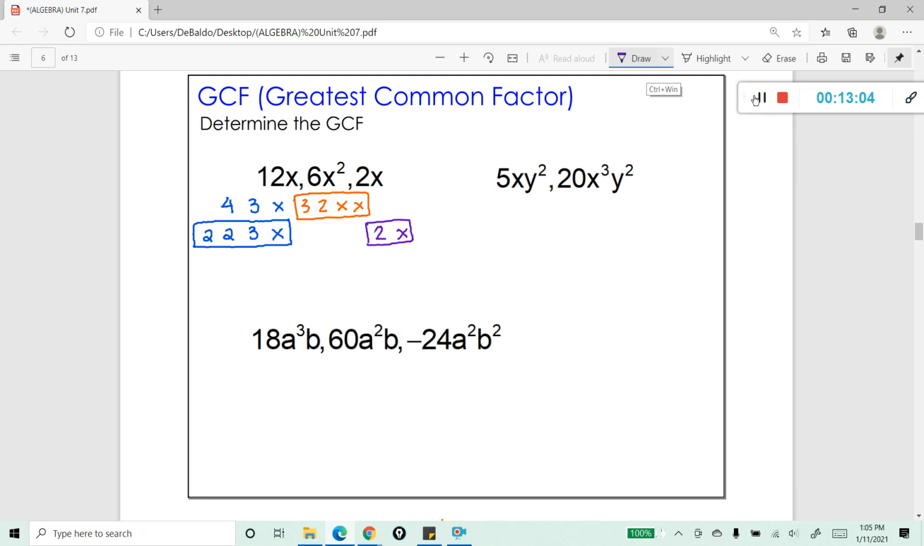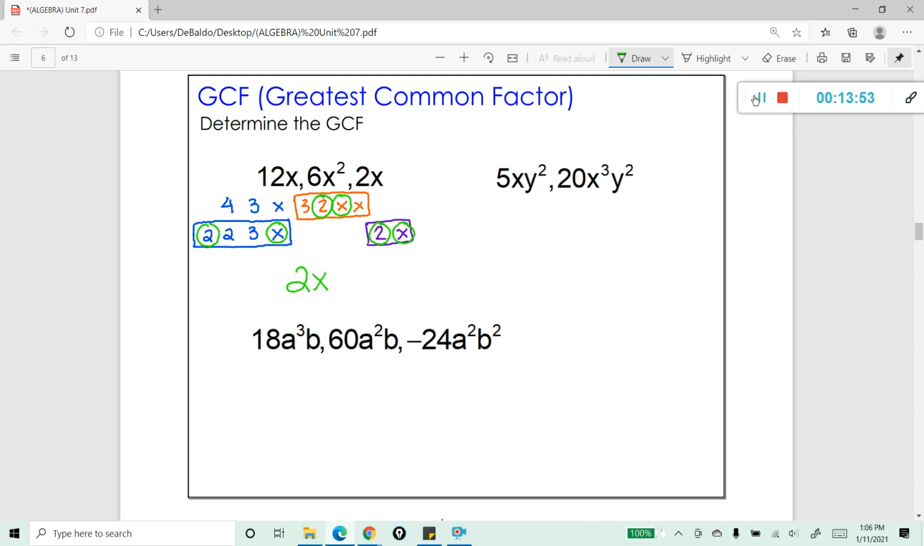So when it's asked to find the greatest common factor, I'm looking for the biggest factor that is common in each one of these terms. Looking at the blue box and the orange box and the purple box, the greatest numerical value, or coefficient, in common is a 2. You can see that I have a 3 in the blue and the orange, but I don't have a 3 in the purple, so it's not common. I have a 2, a 2, and a 2, so the common coefficient is 2. And then I have one x here, another x here, and another x here. So that gives me a greatest common factor of 2x.